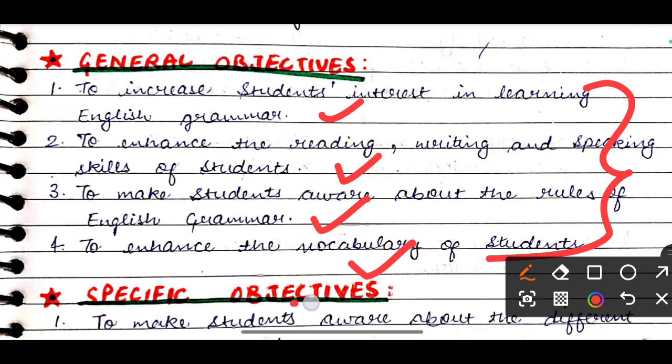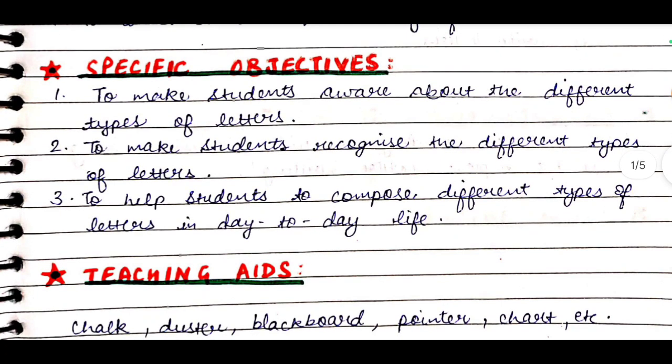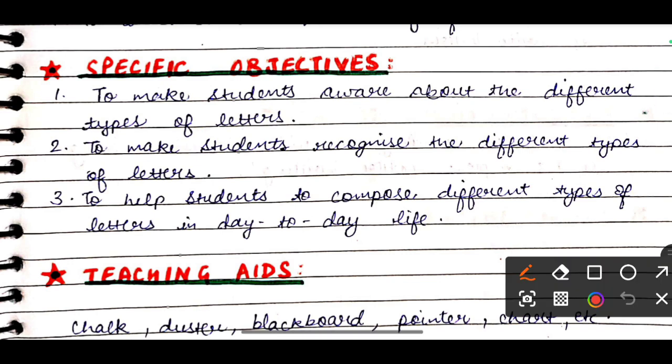The next heading is specific objectives. Specific objectives you cannot copy because these are related to the topic that we are teaching. The first one is to make students aware about the different types of letters. Second is to make students recognize the different types of letters. Third one is to help students compose different types of letters in day-to-day life.